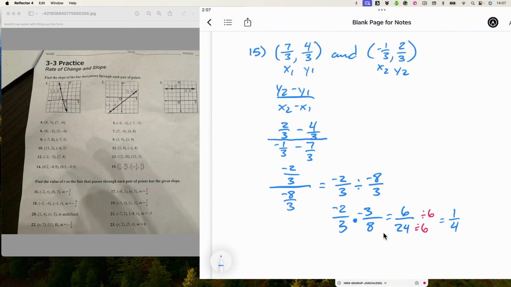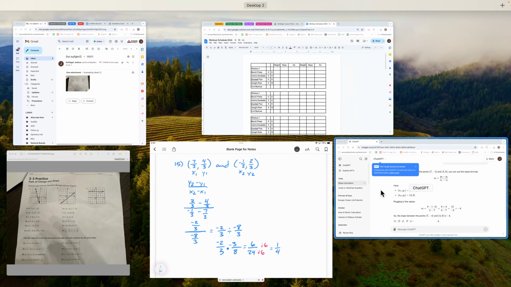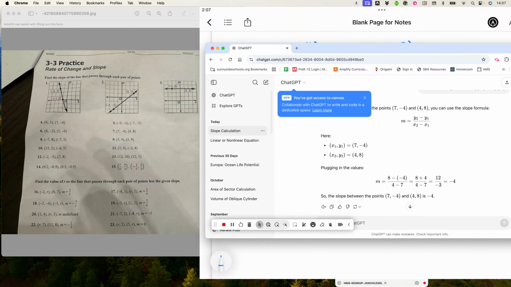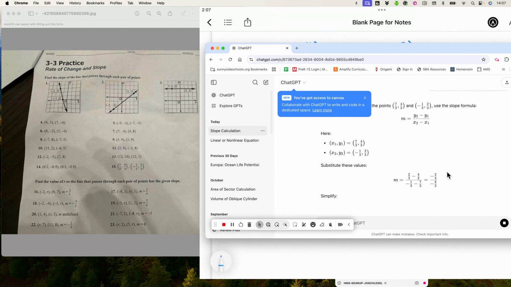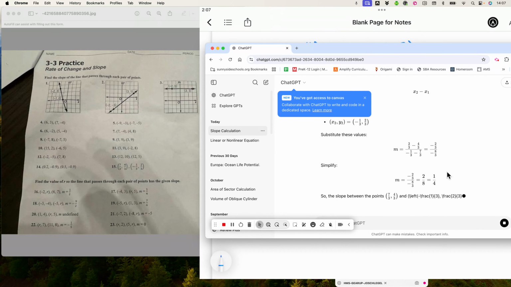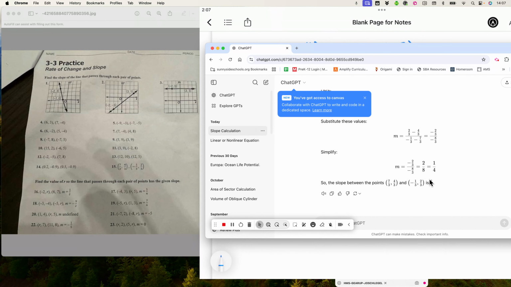Let's do exactly what I'm encouraging you to do. I'm going to use ChatGPT to test and see if I did that correctly. So, slope between 7/3, 4/3, and negative 1/3, 2/3. We'll go ahead and do the formula for me. It gets 1/4, just like I did. So we ended up doing that correctly.